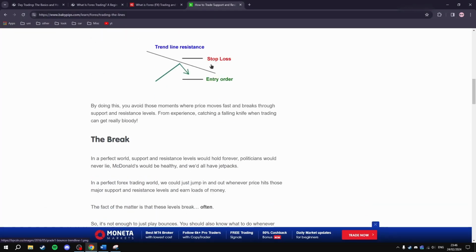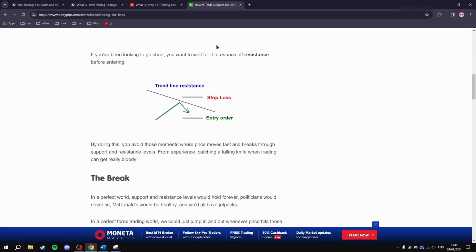Right, by doing this you avoid these moments where price moves fast and breaks through support resistance levels. From experience, catching a falling knife in trading can get really bloody.